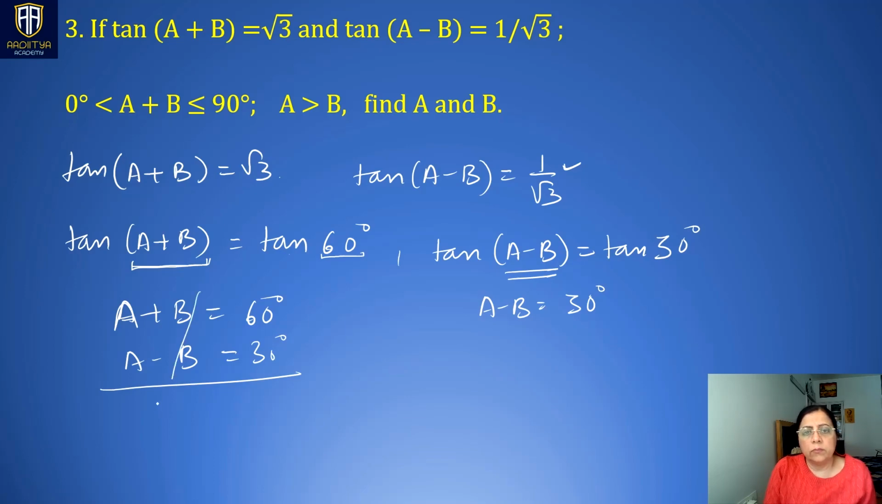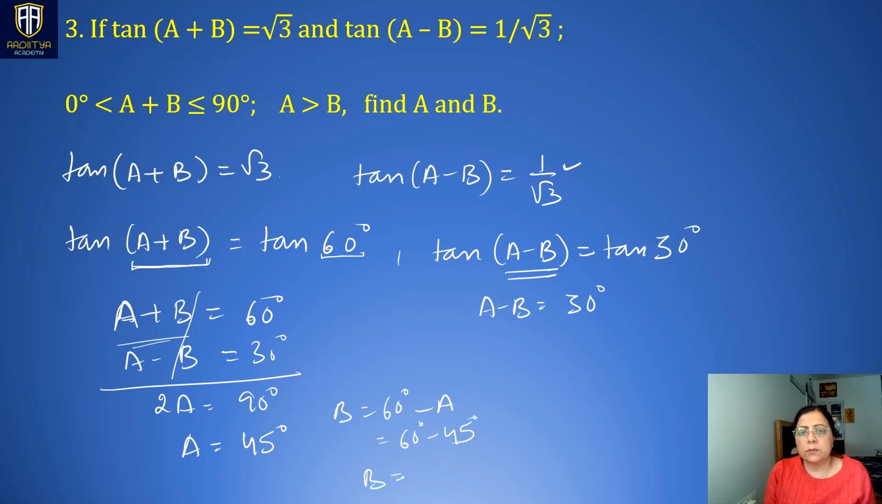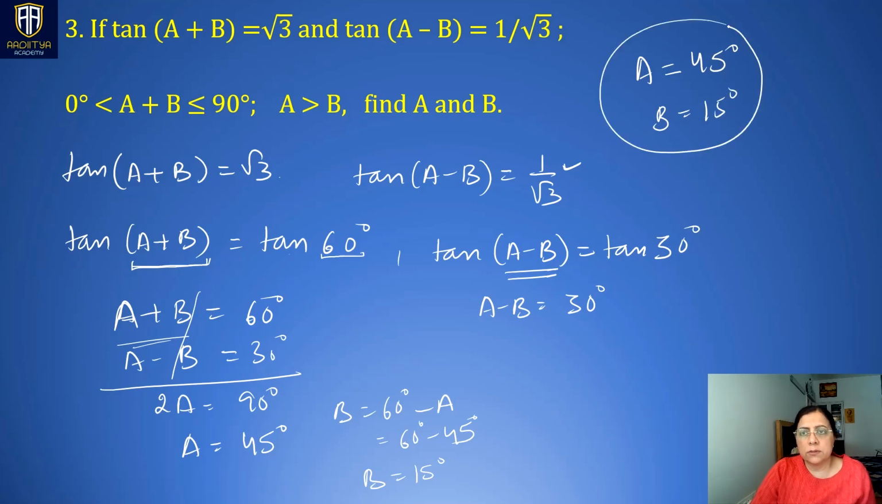Add them, the two b's get cancelled, so we have 2A is equal to 90 degrees, then the value of A comes out to be 45 degrees. Now we can find the value of B from any of these two equations. B is 60 degrees minus A, that means 60 degrees minus 45, so B becomes 15 degrees. So finally the value of A is 45 degrees and the value of B is 15 degrees. This is our answer, right?